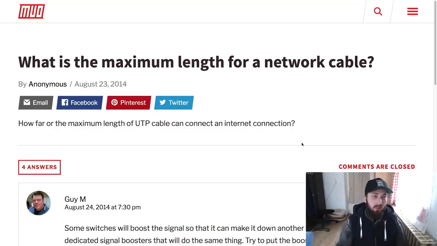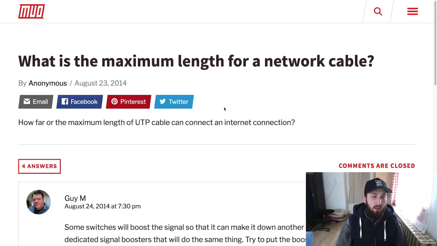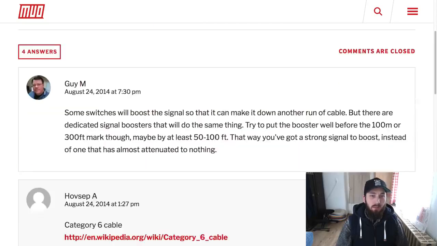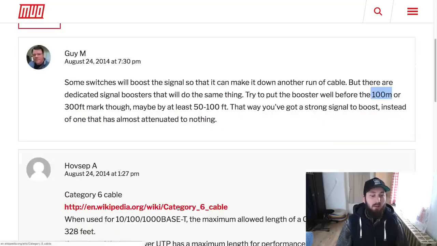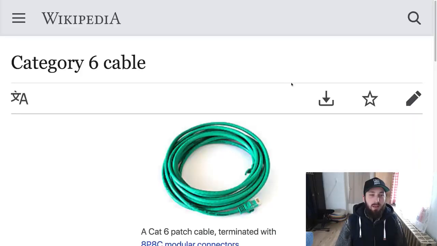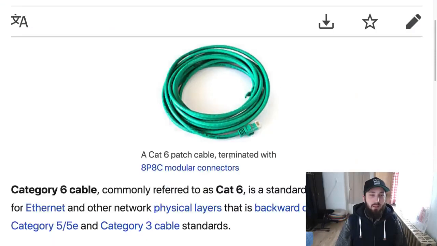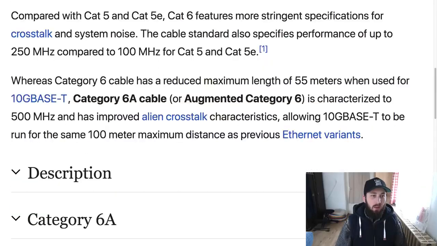So I was looking for the answer, and I found it in this article, and people answered, and they said basically it's about a 100 meter or 300 feet mark. They also linked this Wikipedia entry, which I had a look at. And indeed, this is the Cat6 patch cable, which is the internet cable, and they say here that it is 100 meter maximum distance. So this cable has a maximum 100 meter distance, and you are telling me that there are thousands of miles of cable similar to this under the ocean? Give me a break.